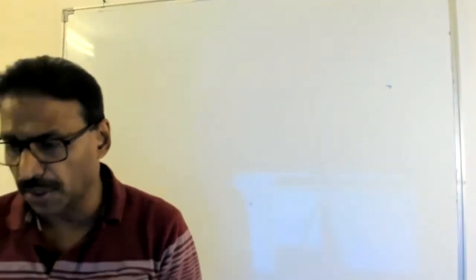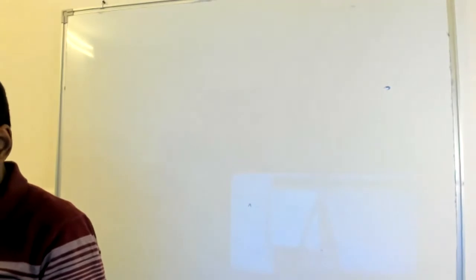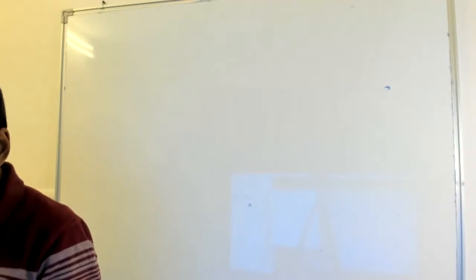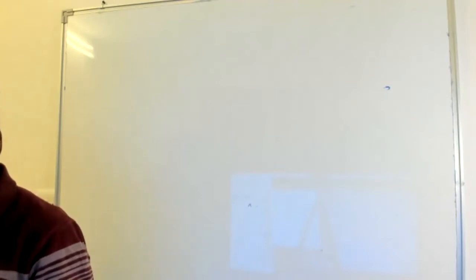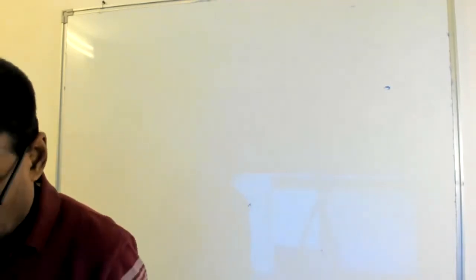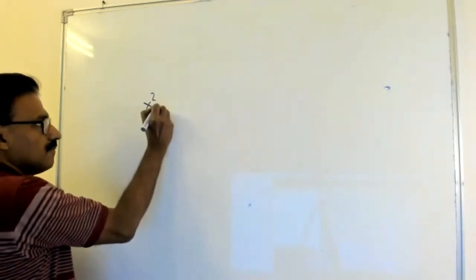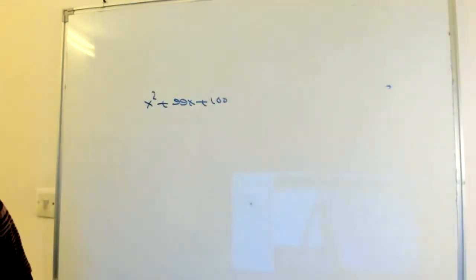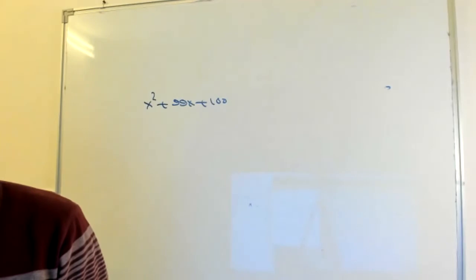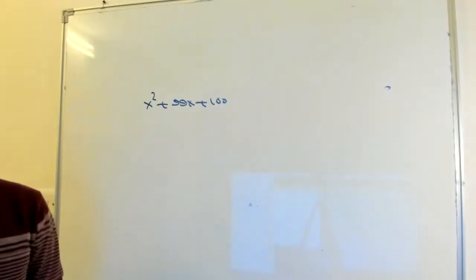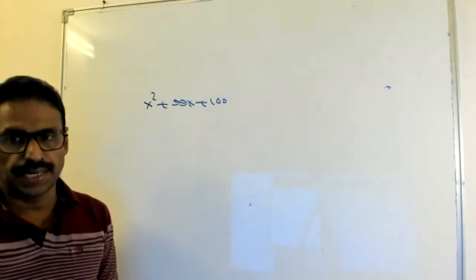The zeros of a quadratic polynomial. x square plus 99x plus 100.